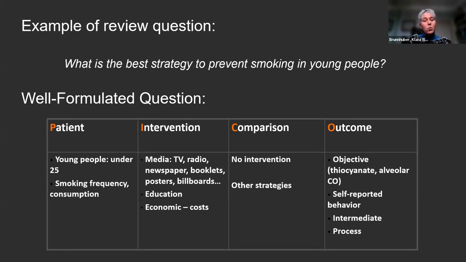So who are you including? Are these already people who are smoking, or non-smokers? How often do they smoke, and so on? What should be the intervention? A strategy is not a very precise description of an intervention. So are you looking at media interventions, educational interventions, cost effectiveness? Is there a comparison? Is it people who are not using a strategy, or indeed comparing different strategies?